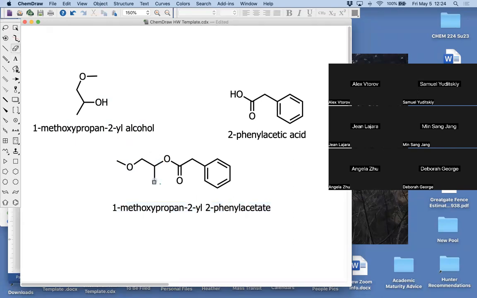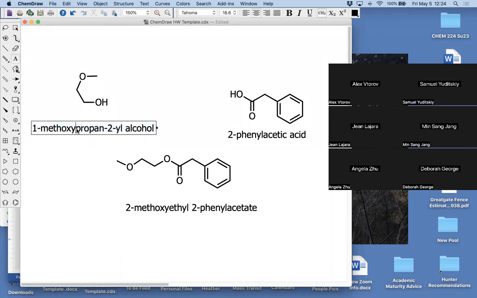Oh, let me change it. That I would put on an exam. 1-methoxyethyl alcohol. Oh, I'm sorry. I have to change that myself. It won't change it. 2-methoxyethyl alcohol, 2-methoxyethyl 2-phenylacetate. We good, Ariana?